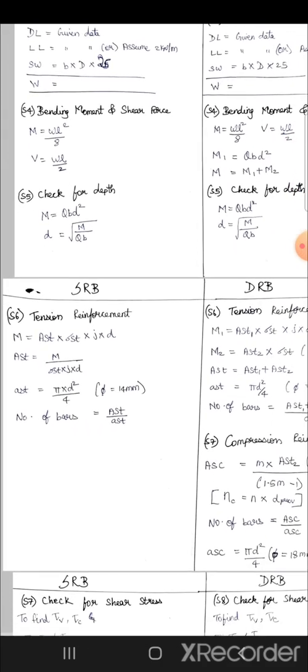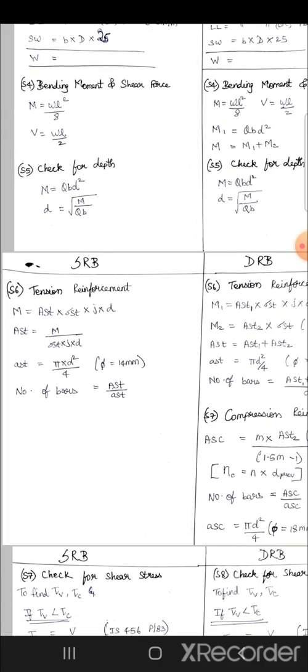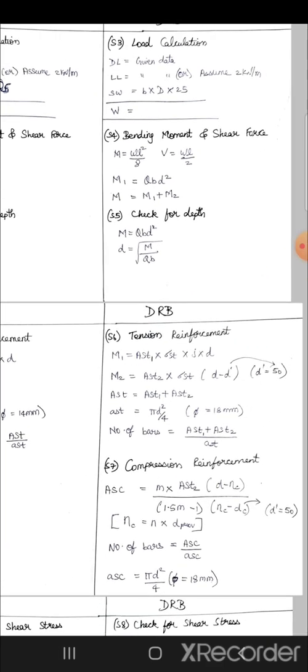Next step is calculating bending moment and shear force. Here bending moment formula is WL square by 8. Shear force formula is WL by 2. Same goes for doubly reinforced beam, but we must find M1 and M2 formula also to calculate tension and compression reinforcement in doubly reinforced beam.